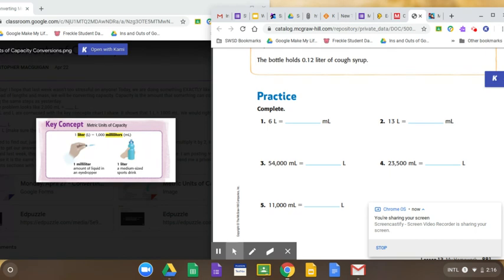It was beautiful. Today we're talking about metric units of capacity. This is the easiest one because there's only one measurement to know. It's 1 liter is equal to 1,000 milliliters.